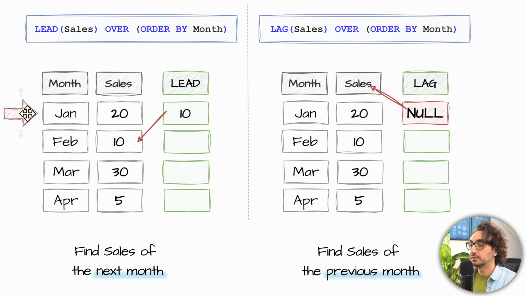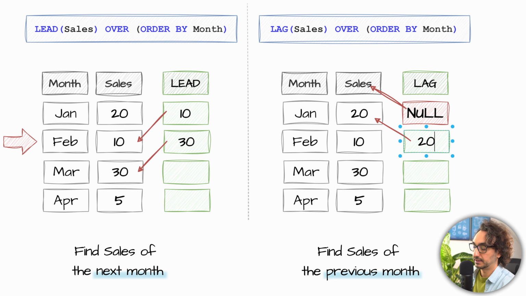Okay, so now SQL is going to go to the next row. We are at February. What is the next month? It's going to be March, and it's going to point to it. So we will get the 30 as the sales of the next month, March. And on the right side, what is the previous month of February? It's going to be January, right? So it's going to get the sales of the previous month, and here we will get 20. So as you can see, it's very simple. On the lead, we are always checking the next values. On the lag, we are always checking the previous value.